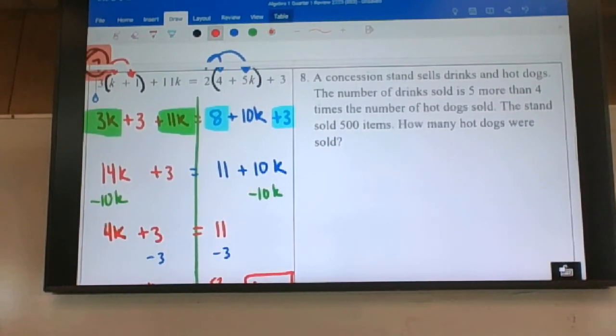Are you still doing problems right now? I sure am. I'm going to do number 8 right now. When you're done, people look at it.